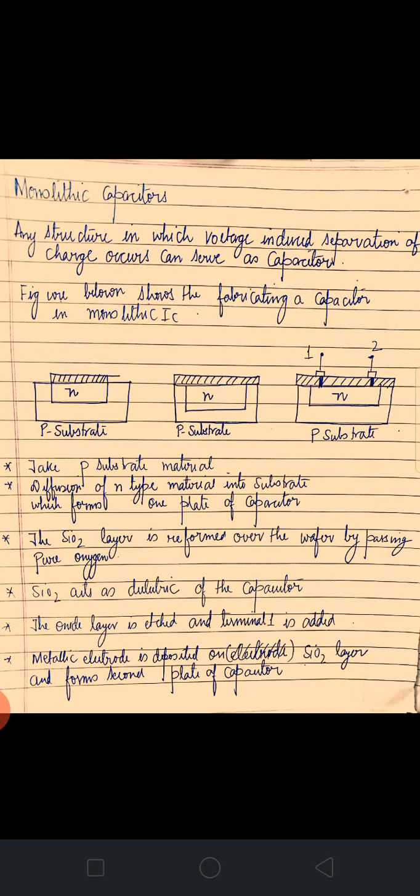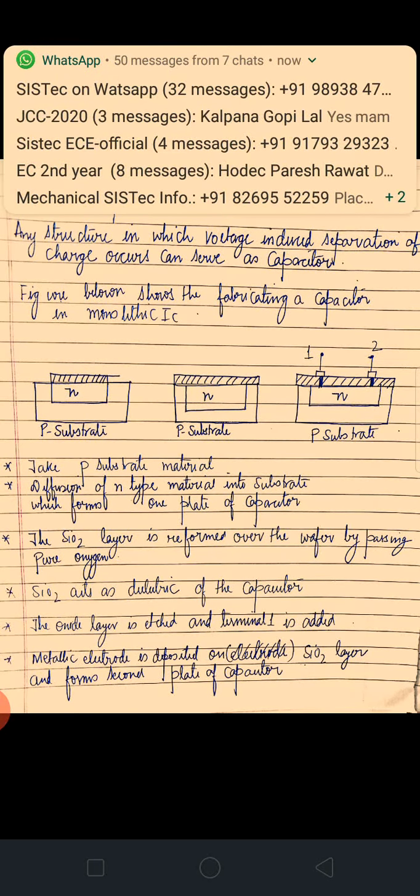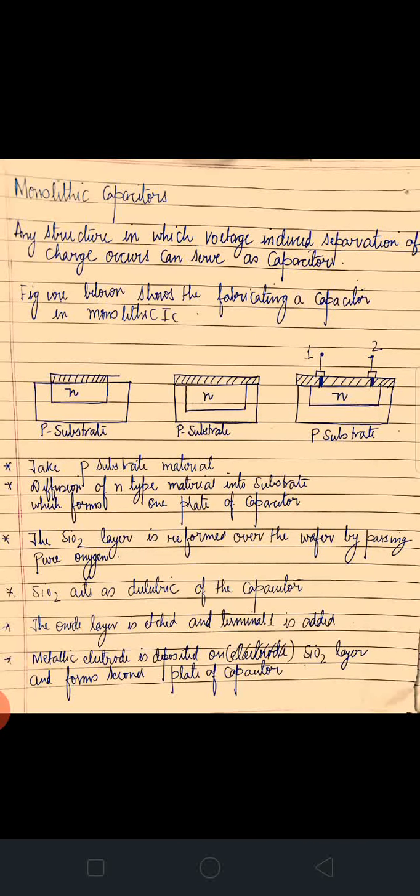Now, what is a capacitor? Any structure in which voltage induced separation of charge occurs can serve as a capacitor. When you apply some voltage, there is an induced separation of the charges. For example, the positive and the negative charges are separated due to the application of the voltage. That is called a capacitor.